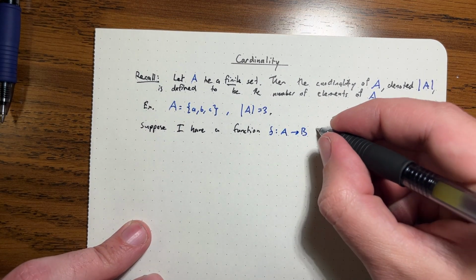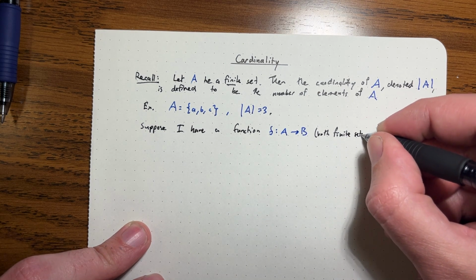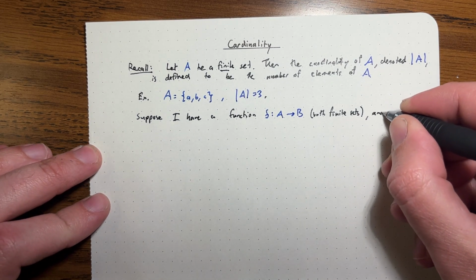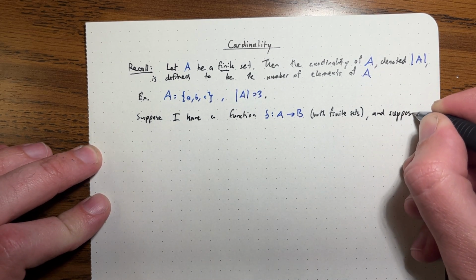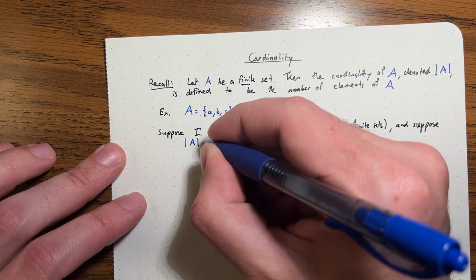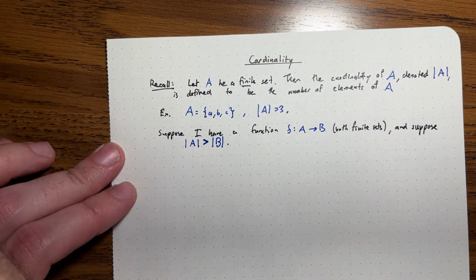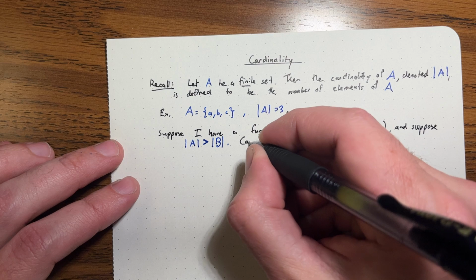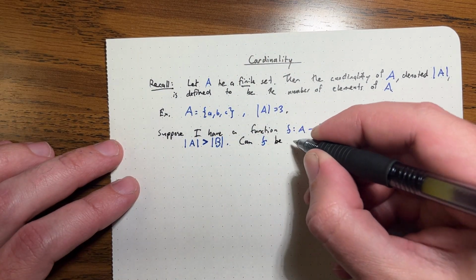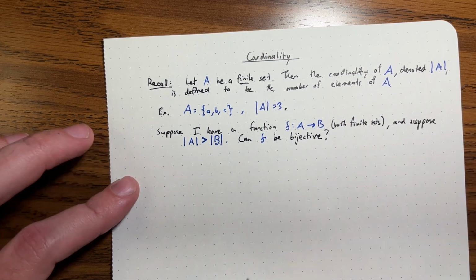and say they're both finite sets. Got to always emphasize that. It's basically everything I'm going to say is not true for infinite sets. And suppose, let's start with this, that the cardinality of A is strictly greater than the cardinality of B. So A has more elements than B. And the question is, can this function f be bijective? Called bijective means both injective and surjective.